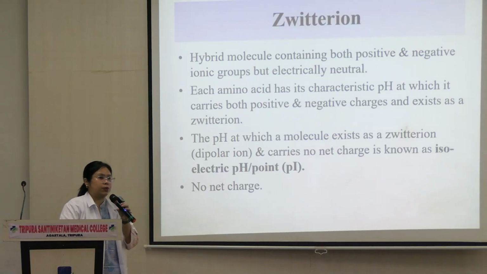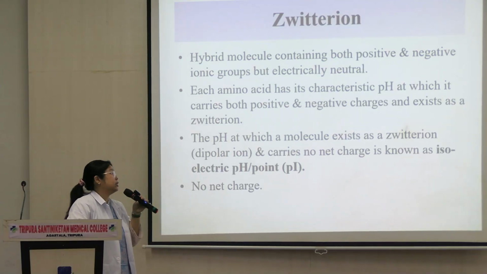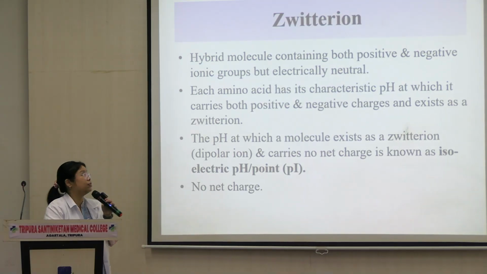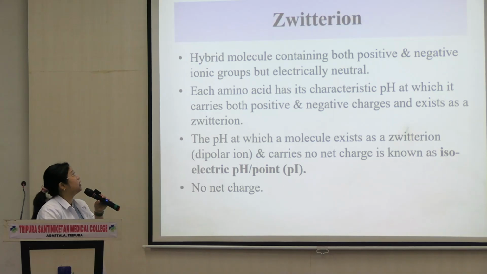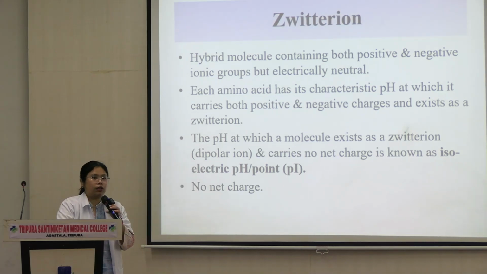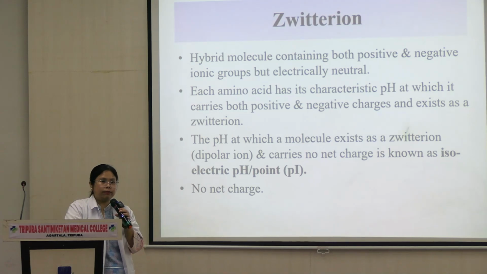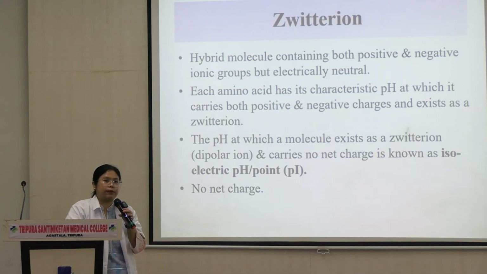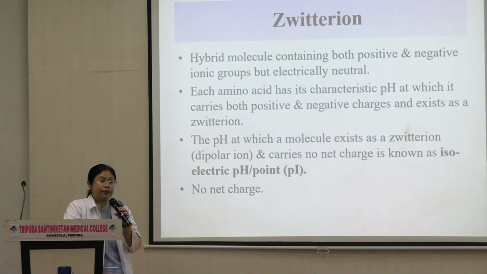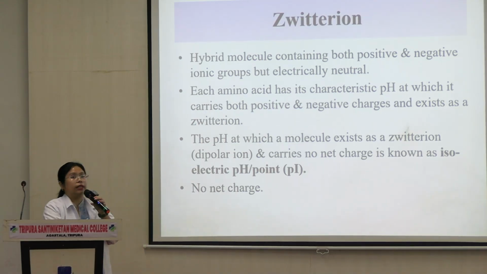Then we have something called Zwitterion. What is a Zwitterion? A Zwitterion is any hybrid molecule that has both positive and negative ionic groups. Amino acids have both positive and negative ionic groups in them, positive being the amino group and negative being the carboxyl group, right? But what is the property of Zwitterion?